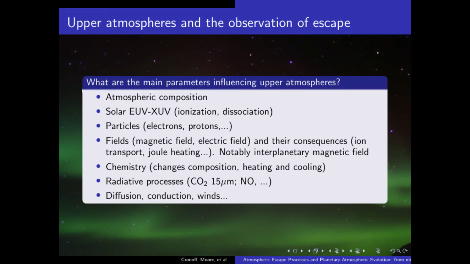A fun fact is to realize that the aurora, the northern or southern light, happen in the upper atmosphere because they are generally above 100 to 200 km altitude. Two notions are very important to know over there: the notion of scale height and the notion of exobase.